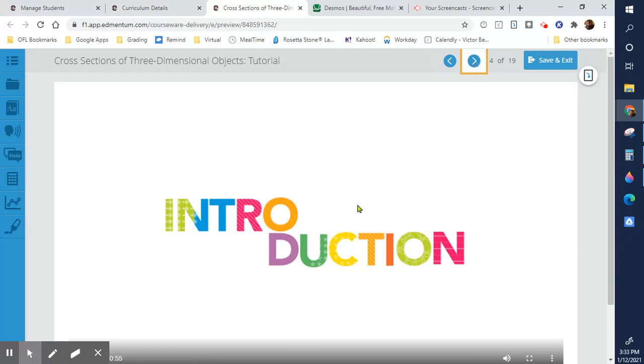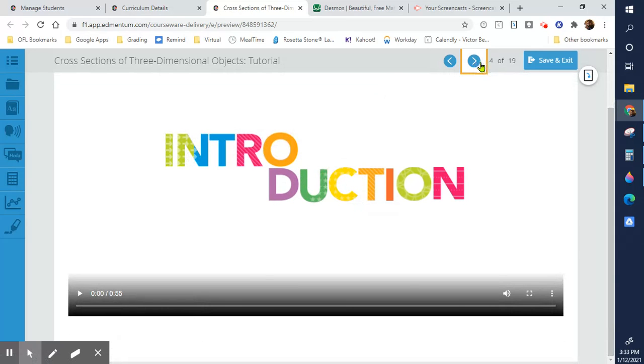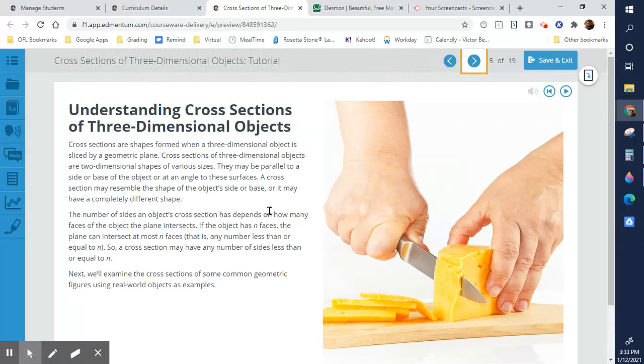So as always, you can watch the videos on your own. Some of them I know are just regular videos. So for example, if you're cutting cheese, that two-dimensional shape in the cheese would look different if you cut straight down versus cutting at an angle. So let's get into this.